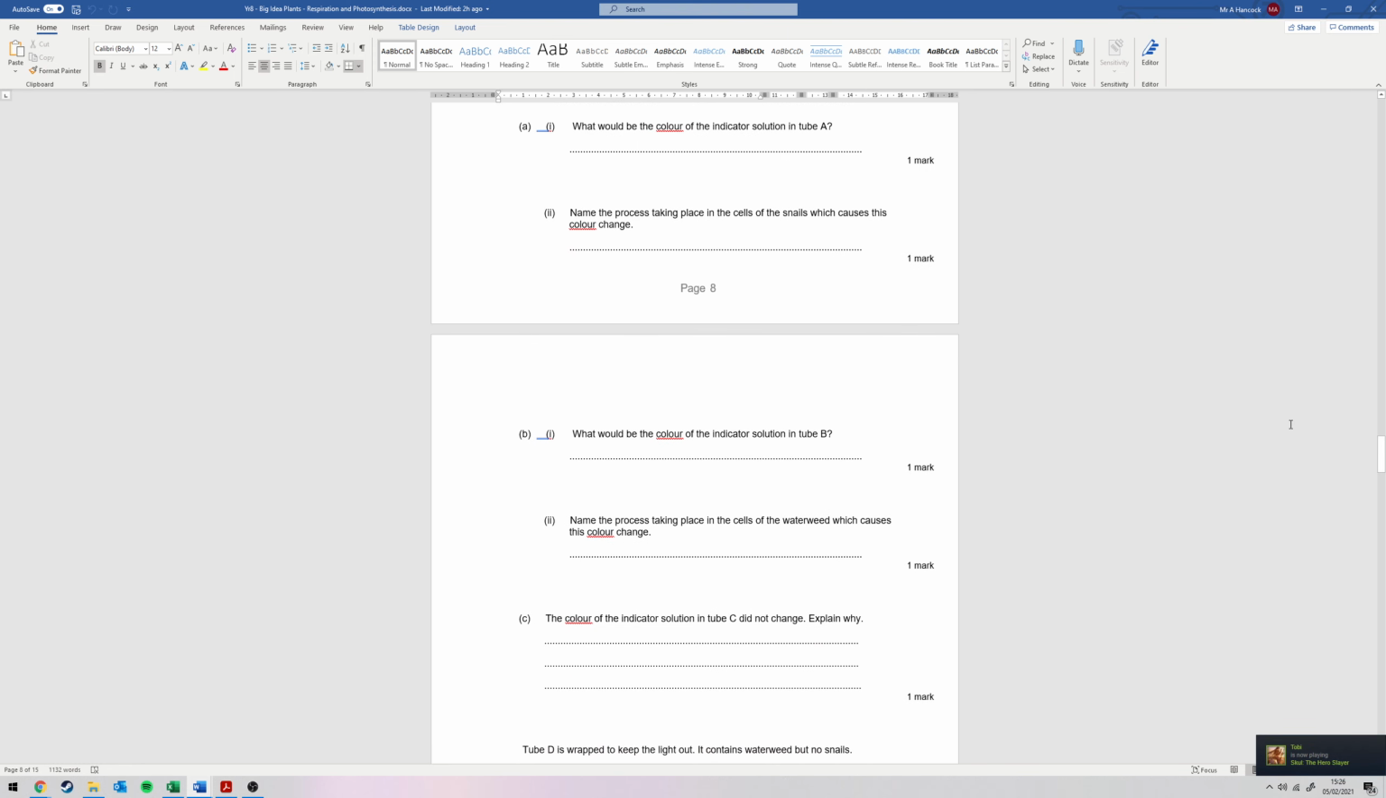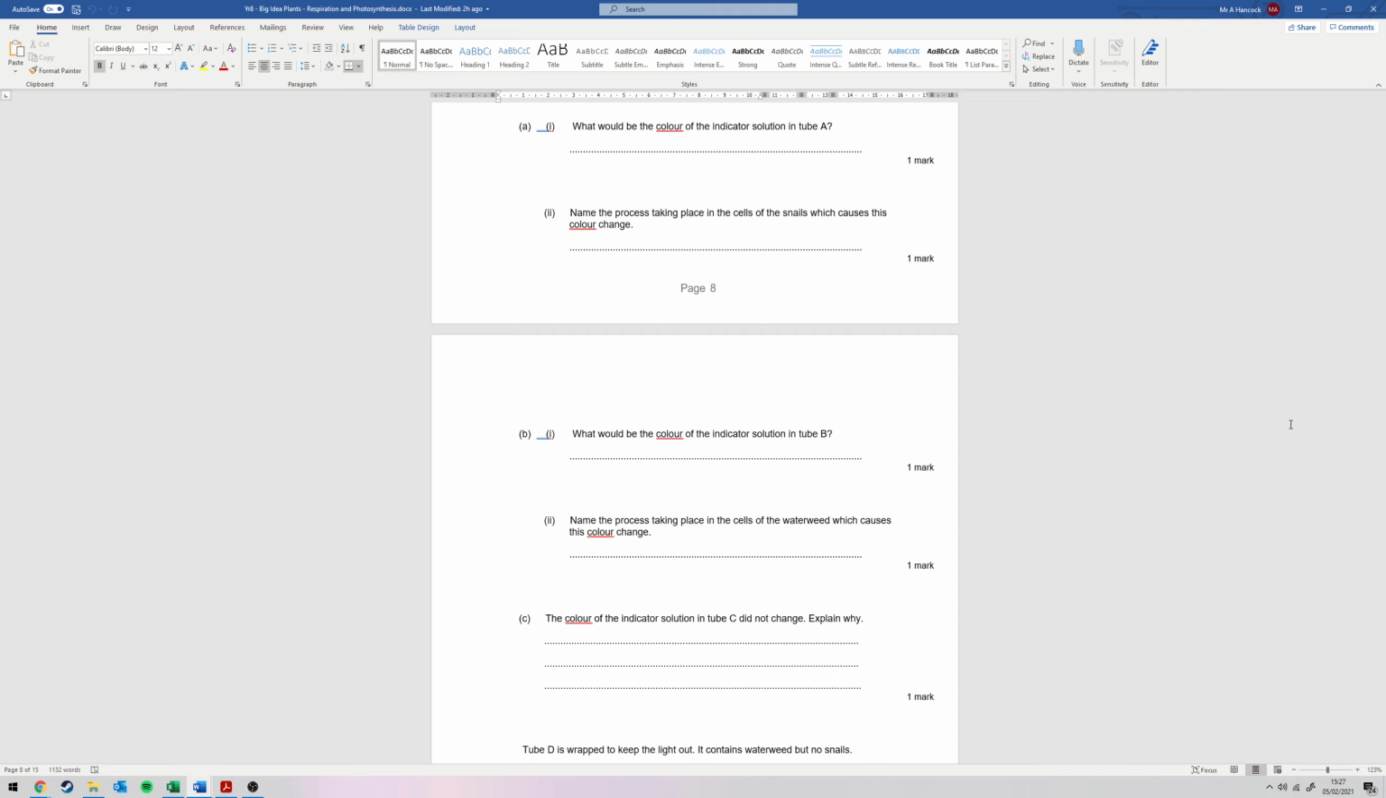Part A1. What would be the colour of the indicator solution in test tube A? So I'll read that again. A1. What would be the colour of the indicator solution in test tube A? Question A2. Name the process taking place in the cells of the snails which causes this colour change.